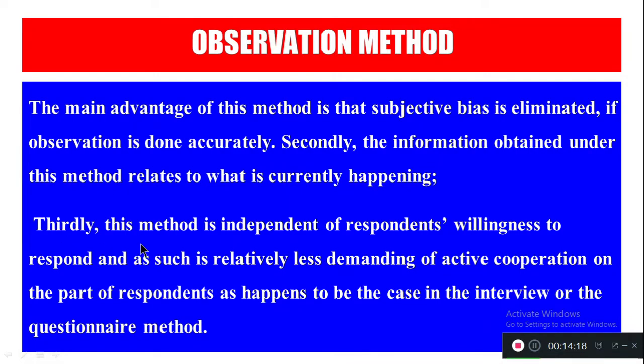The third advantage is that this is a very simple method. Here we do not need to take any willingness from the respondent. Already I told you I am not going to ask any prior permission from the respondent to observe. We just sit in a chair and easily observe. But in other methods like the interview method or questionnaire method, before collecting data, we must ask their permission, saying that I'm going to do research, I want to get information from you. But in this observation method, it is not needed.